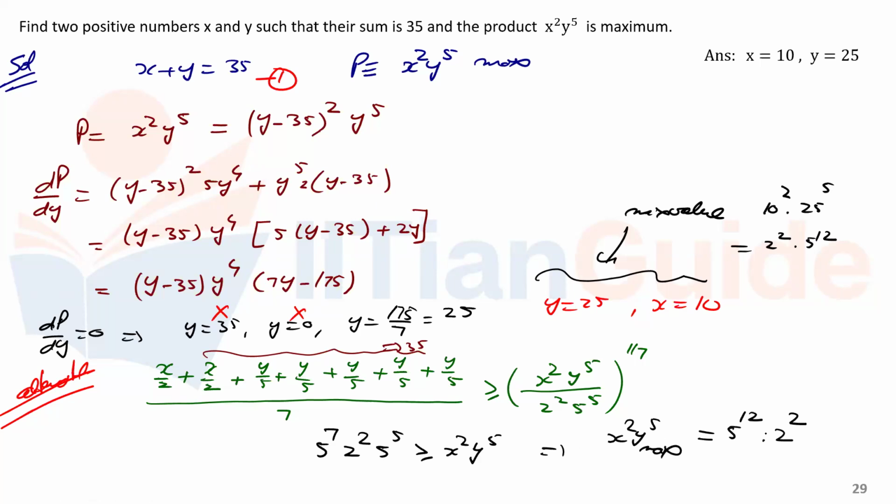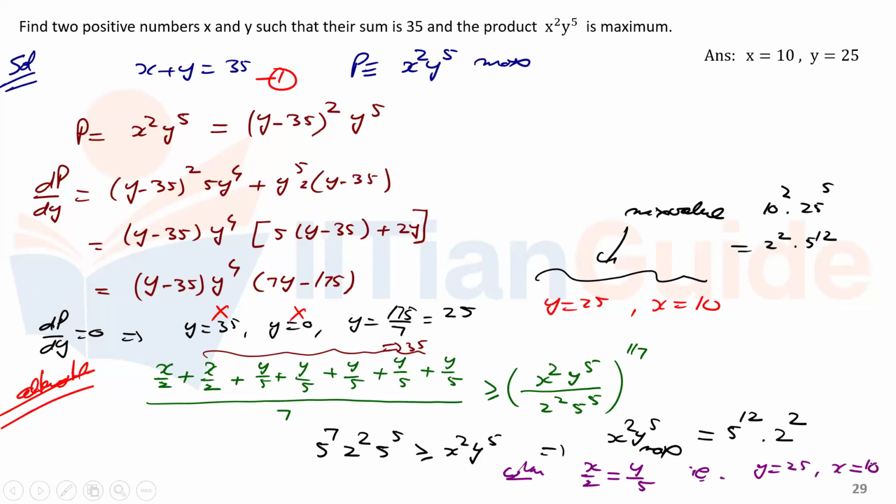I am showing you when x by 2 is equal to y by 5. Okay, but we know x plus y is 35. So X plus y is 35. If I solve it, I am getting y to be 25 and x to be 10. Am I right?